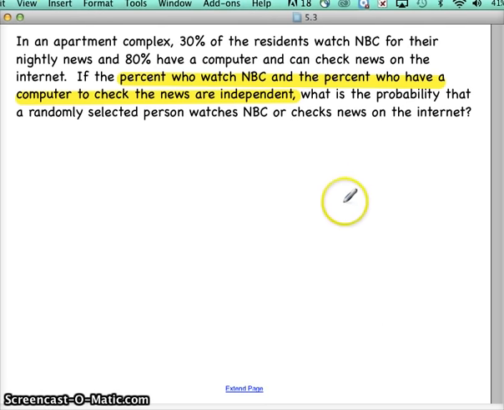Okay, so then it says, what's the probability that a randomly selected person watches NBC or checks news on the internet? Okay, always got to be careful of the wording. This is an or, not a given. It's not an and, it's an or. So probability of NBC or just using the internet.